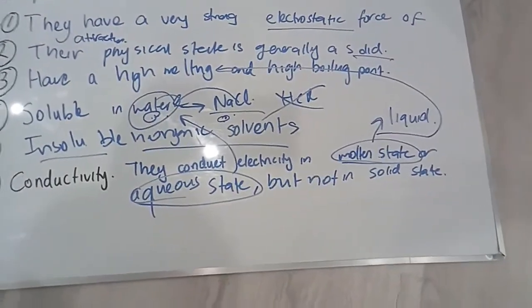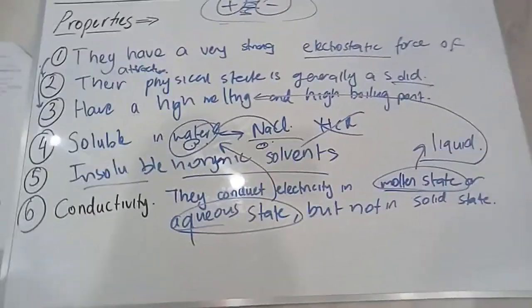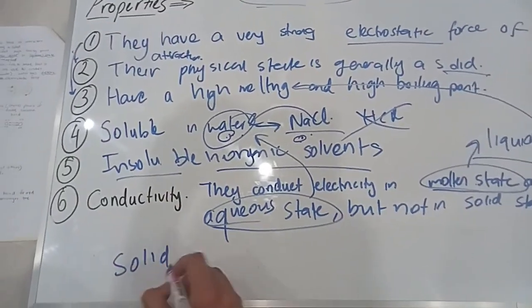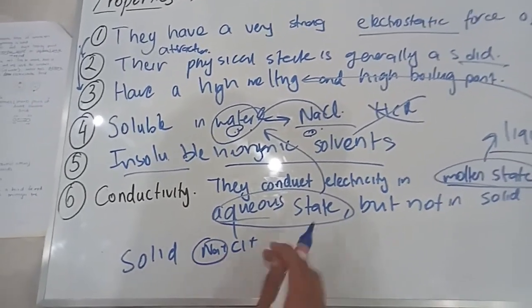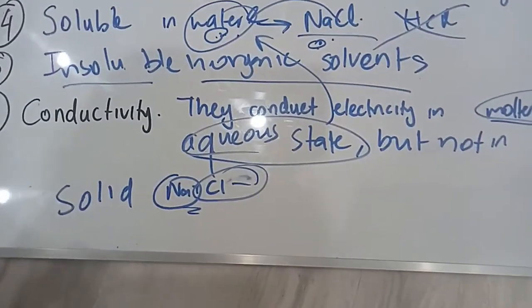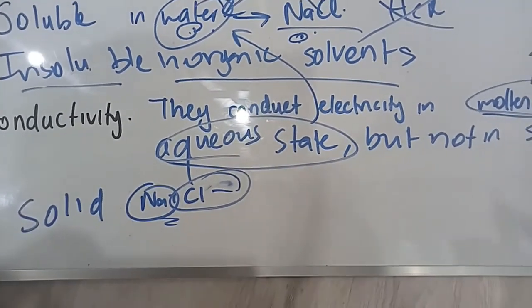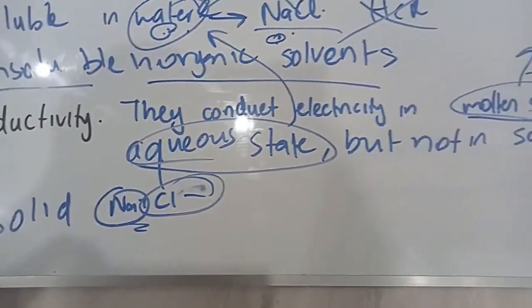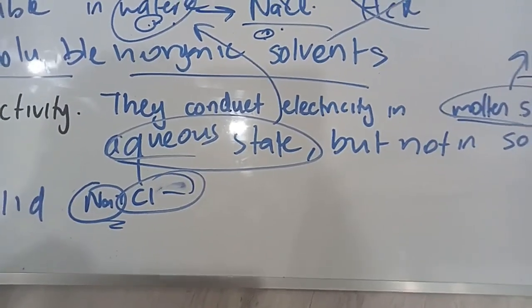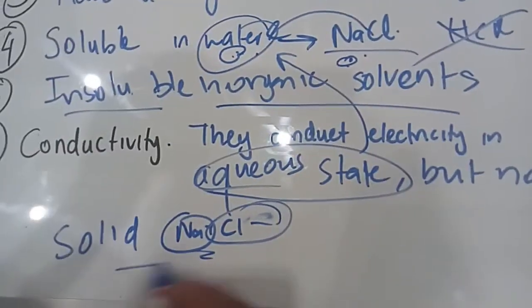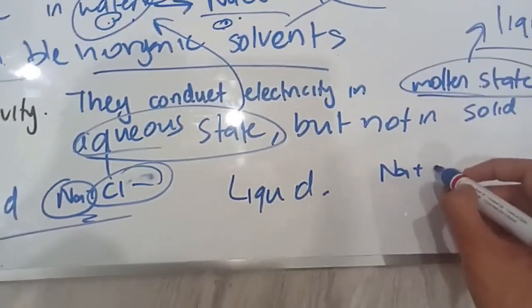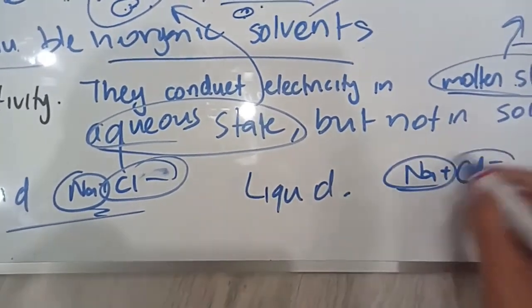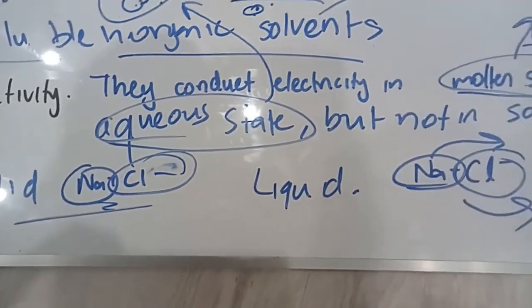In their solid state, ions are not free to move. When they're in their solid state, the ions are so closely packed together that they're not free to move. But in their molten state, so in their liquid state, sodium chloride ions are free and are able to conduct electricity. Because when you compare solid to liquid, in liquid the ions can go over the top of each other, just like how atoms do. So this is going on top of that, this is going, and they're pretty free.